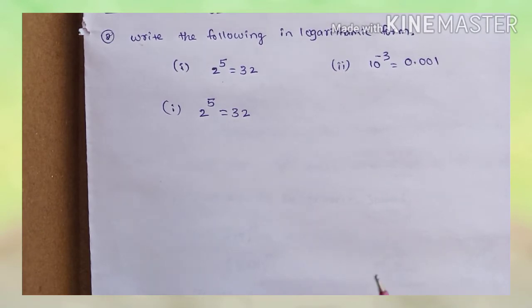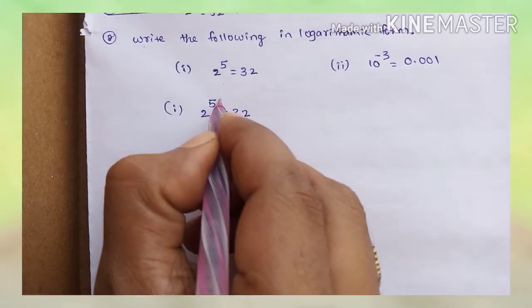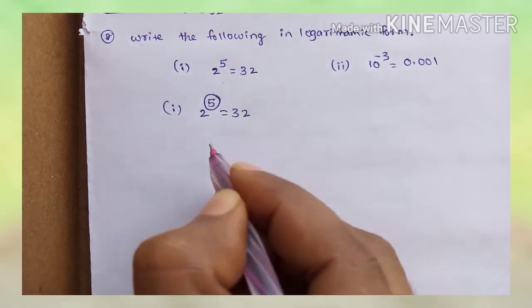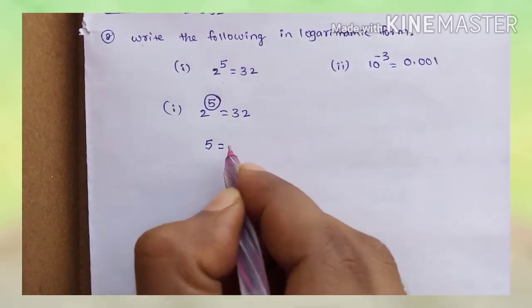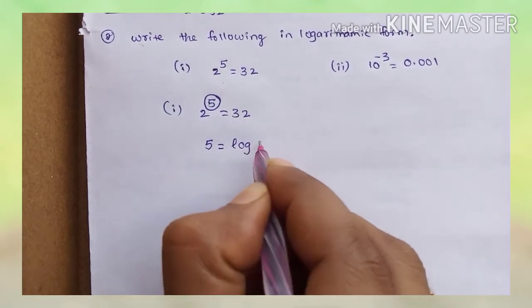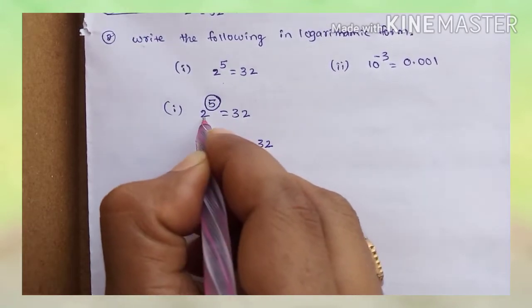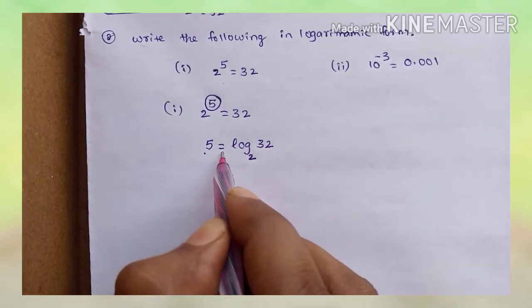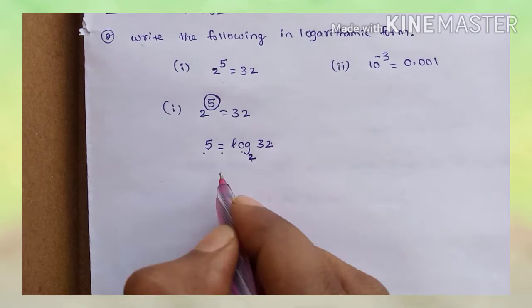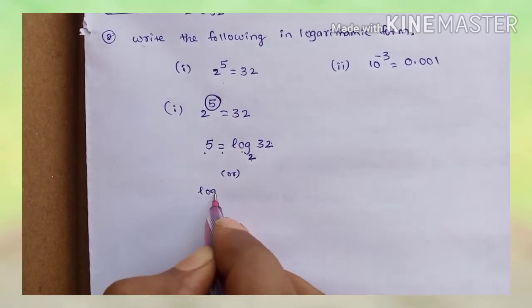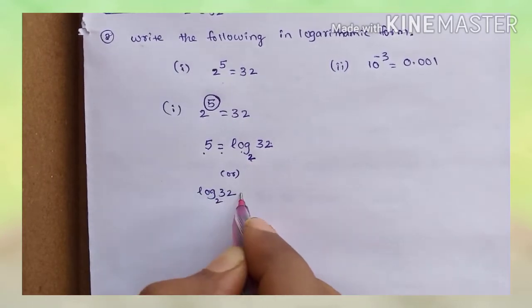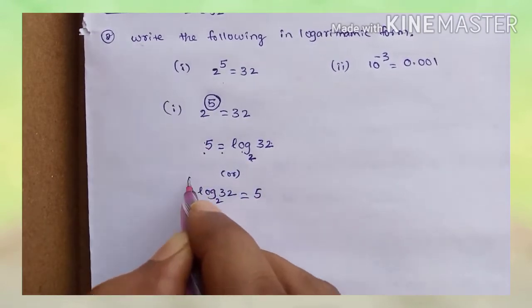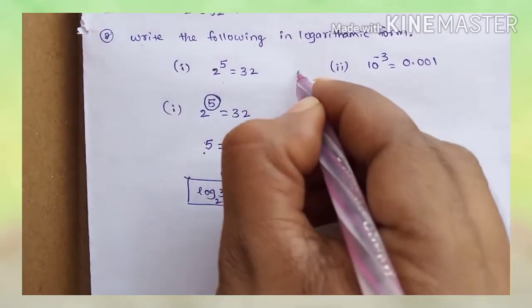We have to write in logarithmic form. In logarithmic form, the value is always the exponent value. So here the exponent value is 5. So 5 is equal to the logarithm of the value, 32. Here the base of the exponent value is 2. So 5 is equal to log 32 base 2, or we can write log 32 base 2, value becomes 5. This is called logarithmic form.